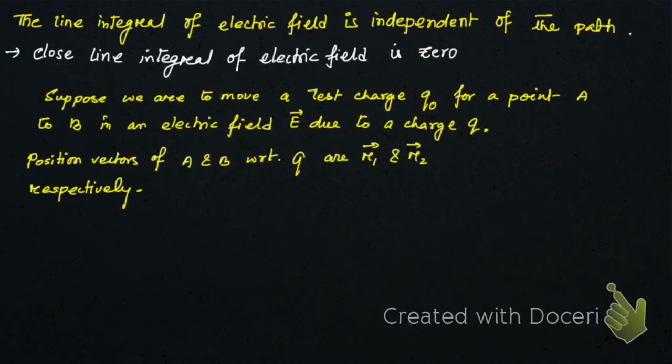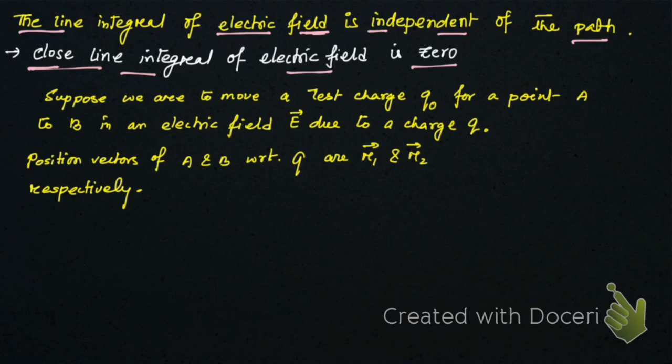Now, when we say a field is conservative, we are discussing the conservative nature of electric field, right? If the line integral of electric field is independent of path, if we can show that, then we can prove that electric field is conservative. And also the closed line integral of electric field is 0.